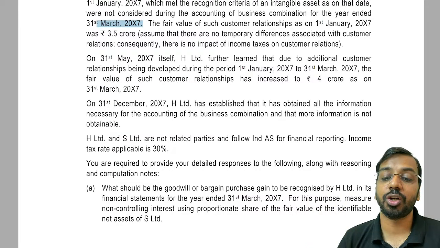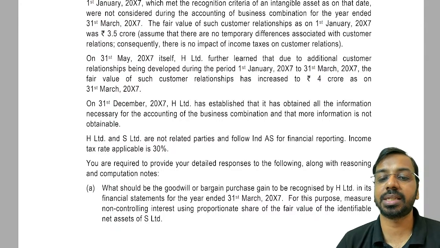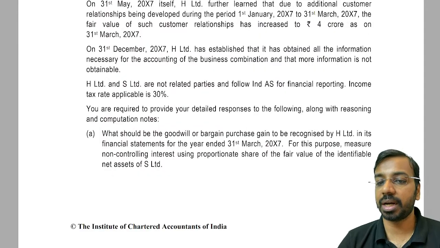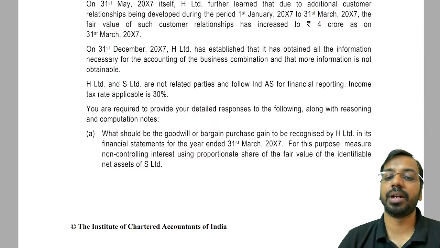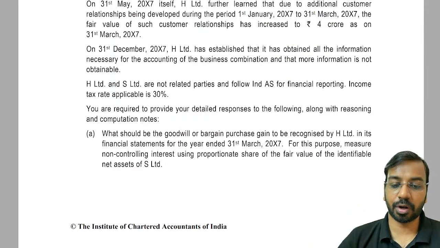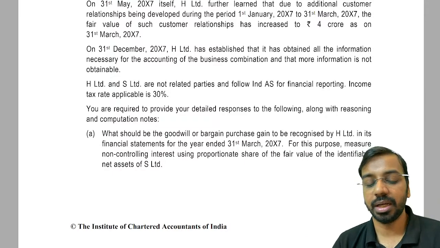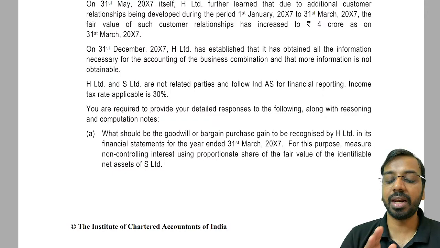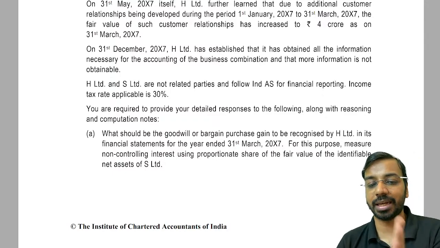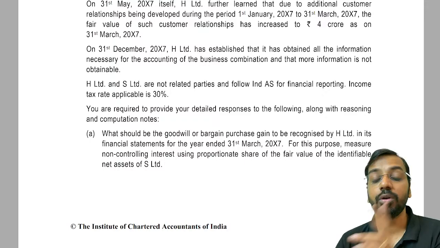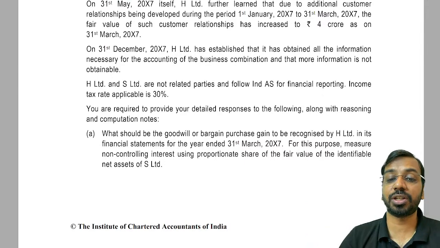Then, on 31st December, H Limited has established that it has obtained all the information necessary for the accounting of the business combination and that more information is not obtainable. H Limited and S Limited are not related parties and income tax applicable rate is 30%. Now, please remember, we have not discussed Ind AS 12 as of now, but still, whenever there is an income tax rate given, whenever there is a difference between the carrying amount and the fair value, for the difference you will account for DTA and DTL as applicable unless the question says there is no deferred tax implications.